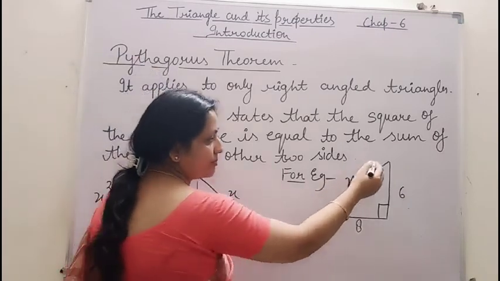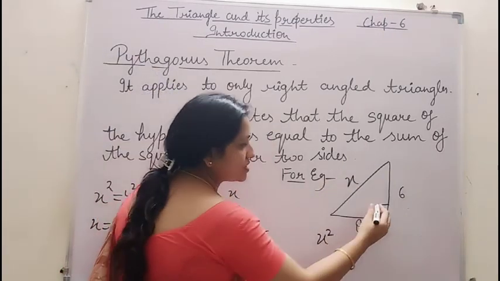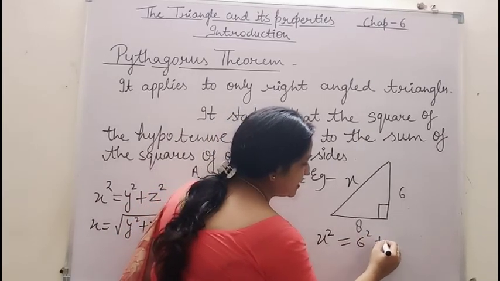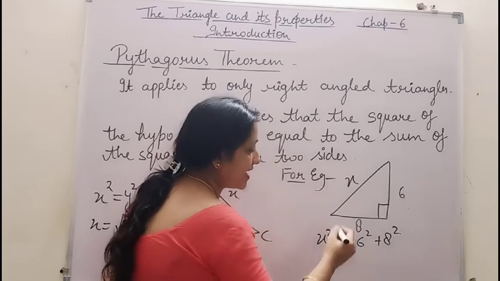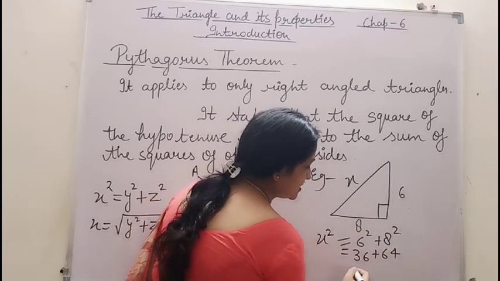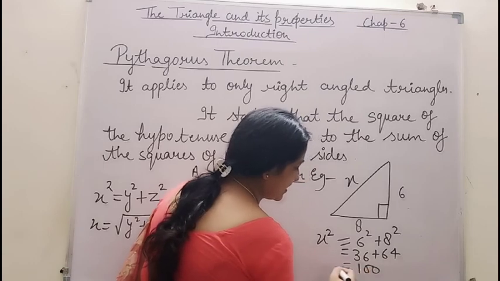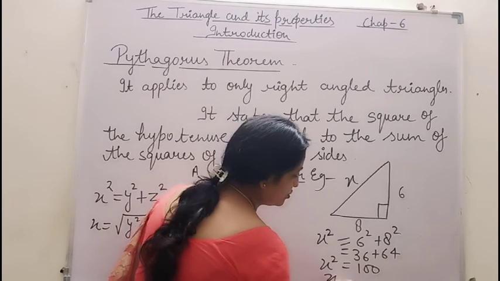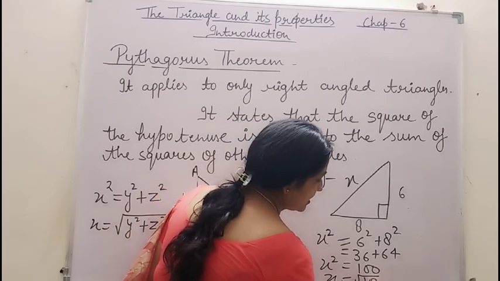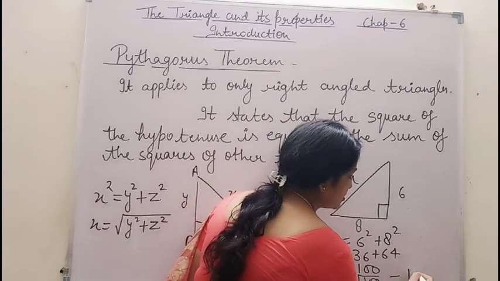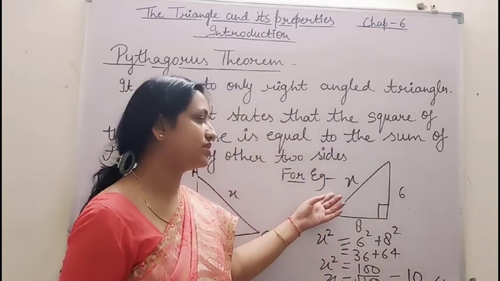So we know that hypotenuse square is equal to the sum of the squares of the other two sides. It means 6 square plus 8 square. 6 square means 36. 8 square means 64. 36 plus 64 will become 100. And we have to find out the value of x. So x is equal to under root 100, and we know that the square root of 100 is 10. So here the value of x is equal to 10.